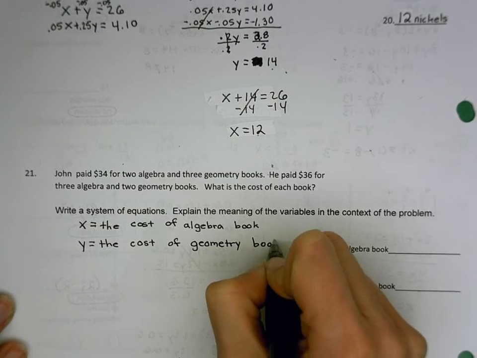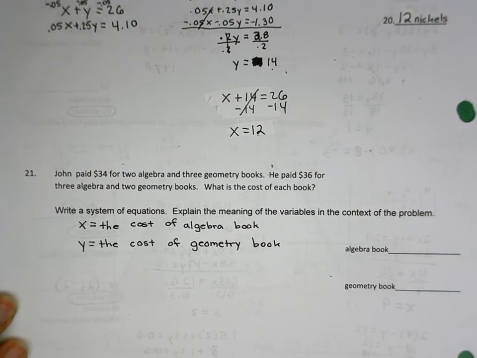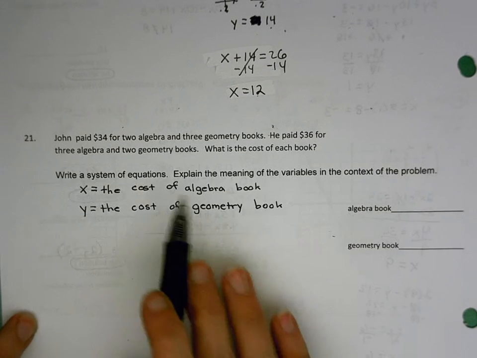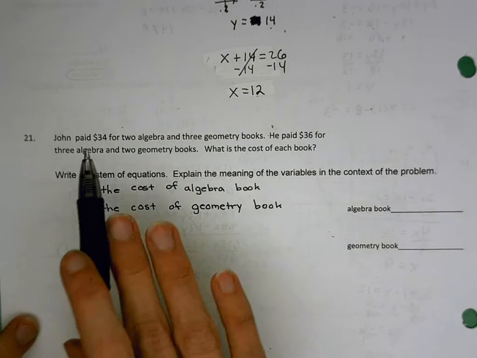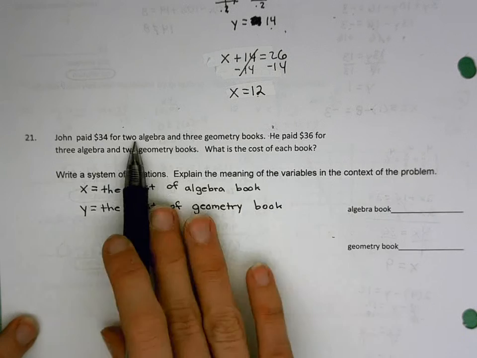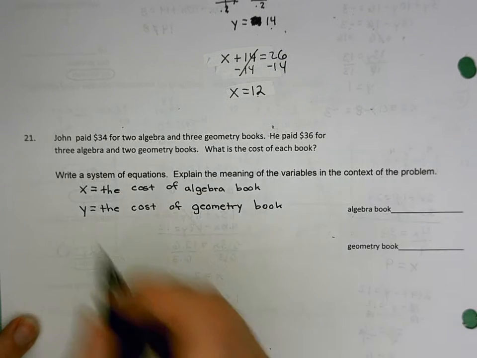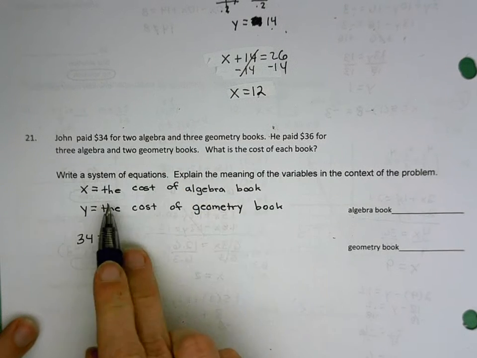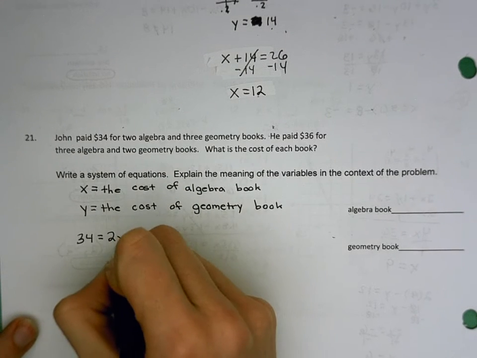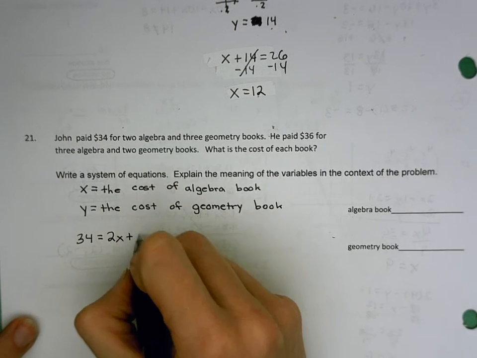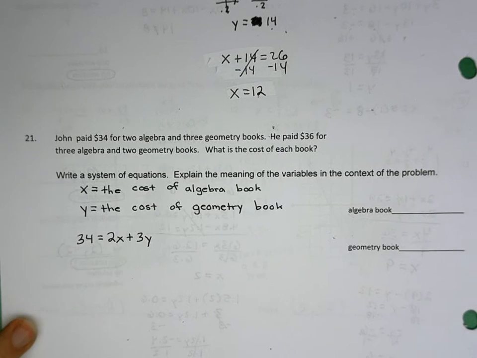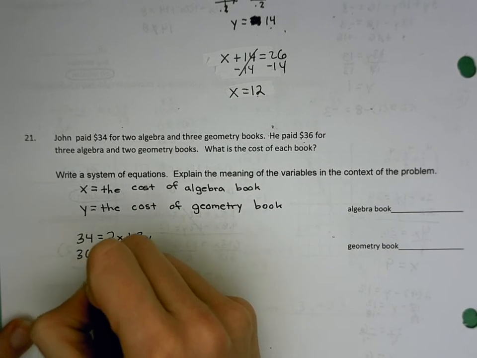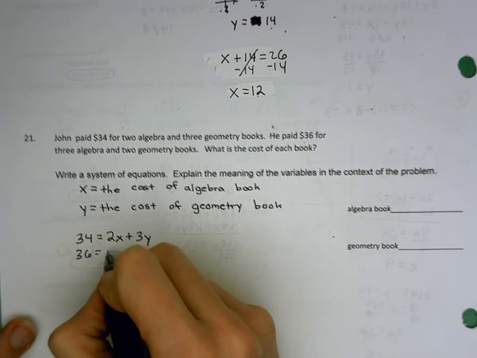Okay, so here we go. Next we're going to write our system of equations. Our first scenario here is he paid $34 for 2 algebra and 3 geometry. So he paid 34 for 2 algebra, so 2 x's, and 3 geometry, so 3 y's. Okay, next equation, he paid $36 for 3 algebra, so 3 x's, and 2 geometry, 2 y's.